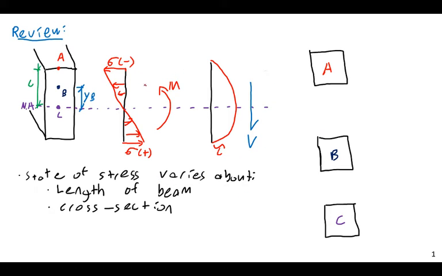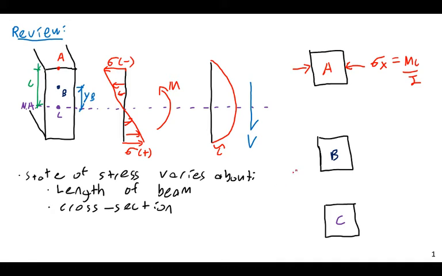So let's look at point A. At point A, the shear stress is actually 0. At the outer surface, the shear stress is going to be 0, but the bending stress is going to be at a maximum. So we only have stress in bending. This is just going to be sigma x equals Mc over I.